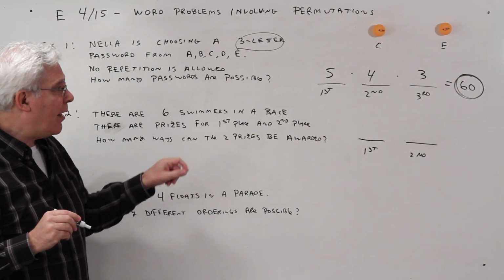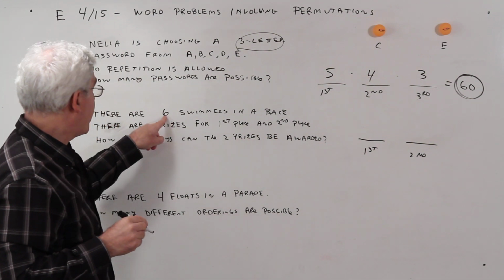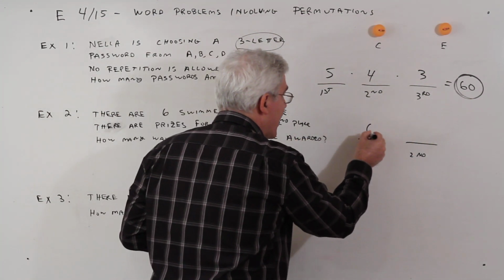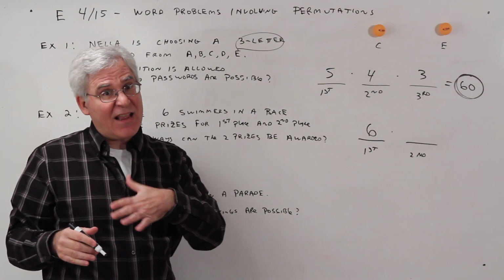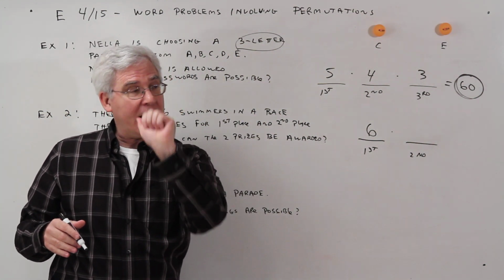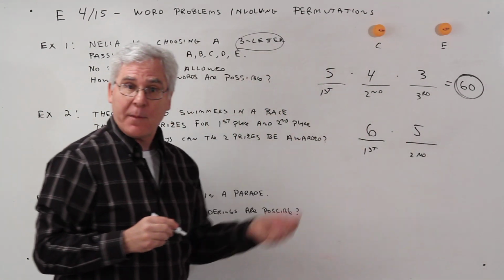Okay. Well, how many ways can a different swimmer take first? Well, there's 6 of them. So any 6. Once a swimmer took first, he could no longer take second. There's 5 swimmers remaining that can take second. And 6 times 5 equals 30.